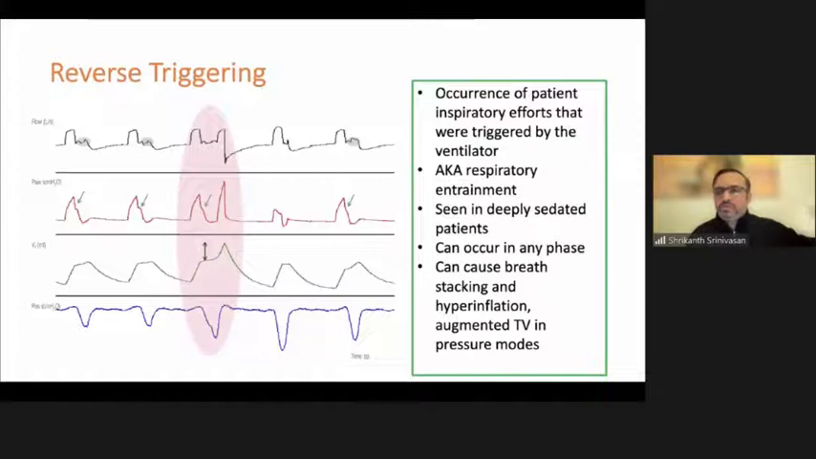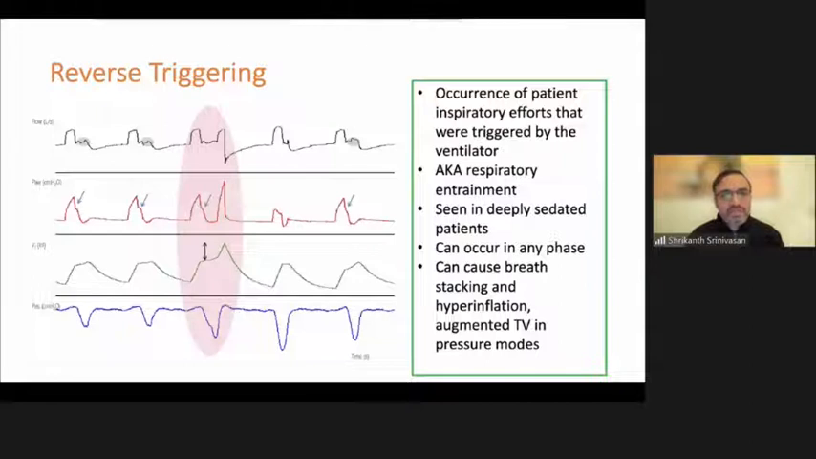Now coming to what's a relatively new one called reverse triggering. Reverse triggering is a relatively new kind of asynchrony, and the exact origin of it is still not very clear. This is classically seen in patients who are deeply sedated. Here the inspiratory efforts are being triggered by the ventilator rather than by the patient.